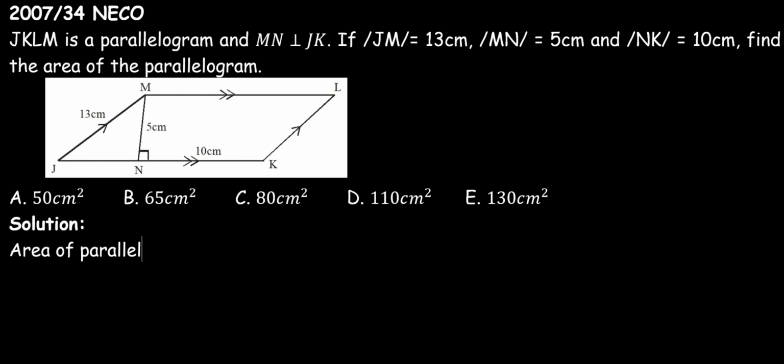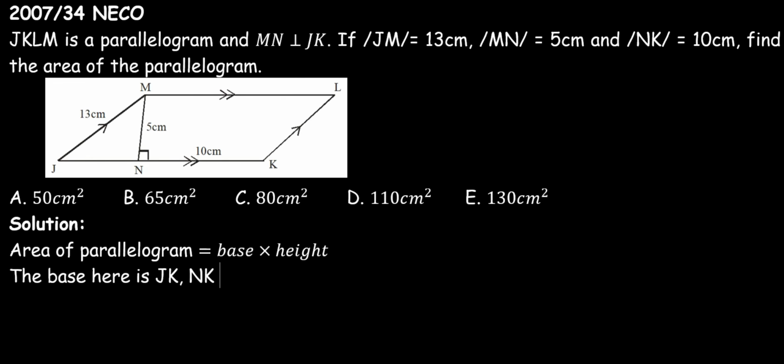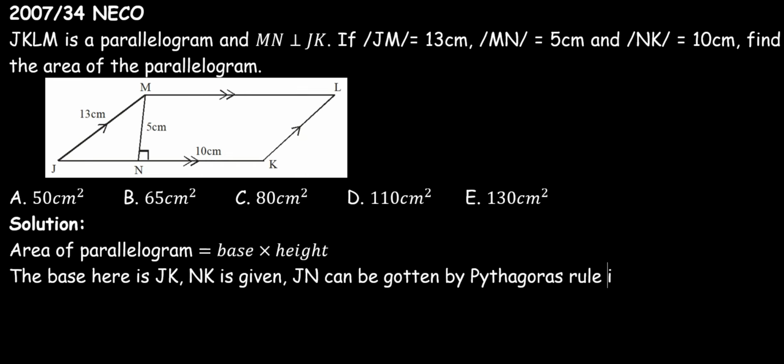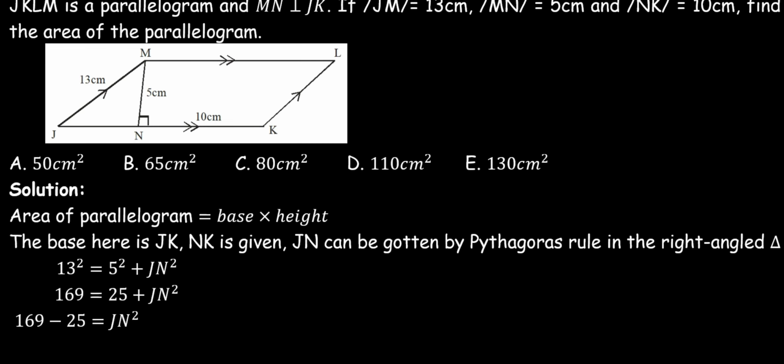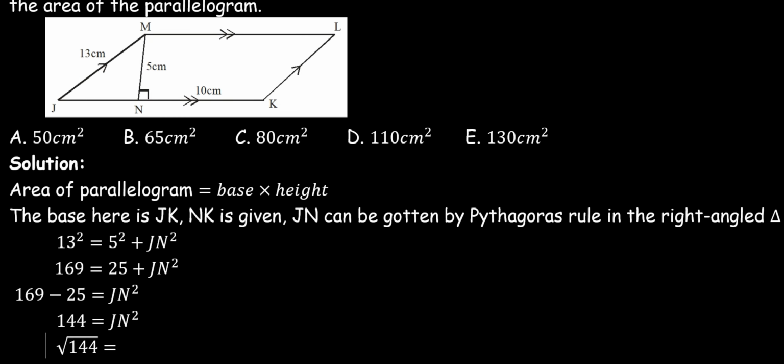Solution. Area of a parallelogram is equal to base times height. The base here is JK. NK is given. JN can be gotten from Pythagoras rule in the right-angled triangle. Thus, 13 squared will be equal to 5 squared plus JN squared, and the result is 169 equals 25 plus JN squared. Making JN squared the subject of the formula, we have 169 minus 25 equals JN squared. The result is 144 equals JN squared, and that will give us the square root of 144 equals JN. That's to say JN is equal to 12 cm.